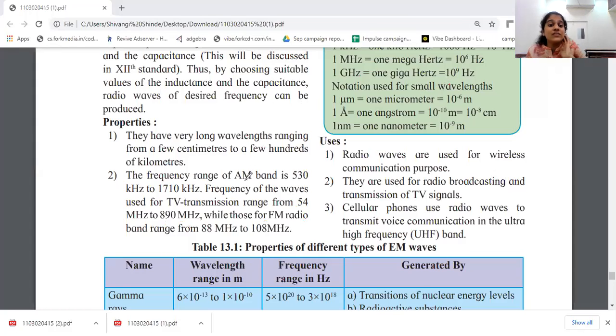Now students, does anyone know what AM and FM radio mean? You must have heard it many times, but what is the full form of AM and FM? What does FM mean, or AM? What are A and M for? Or what are F and M for? Does anyone know?